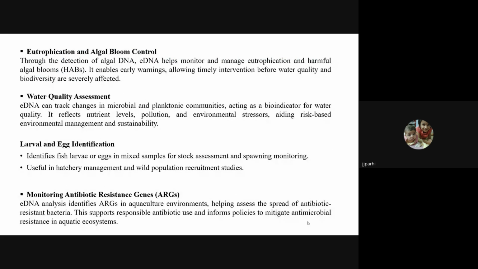Eutrophication or algal bloom control. The detection of algal DNA again helps to monitor and manage eutrophication and harmful algal blooms. We get early warnings. The main thing is that we can identify the algal DNA which can be expected to cause a bloom. So if you identify that these species of algae are found which can make a bloom, you can act accordingly beforehand.